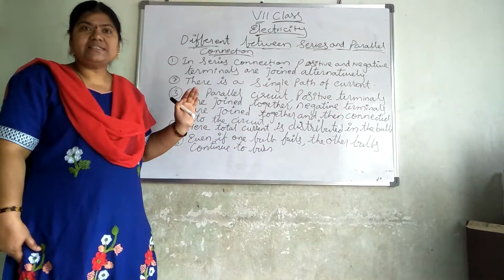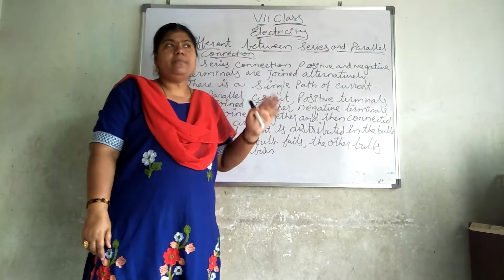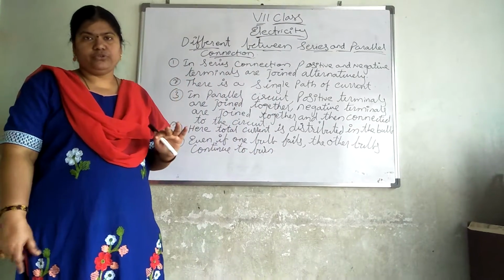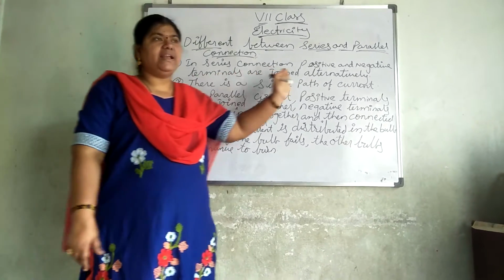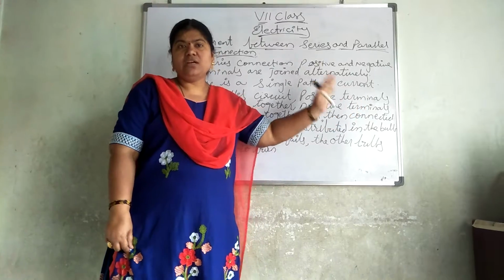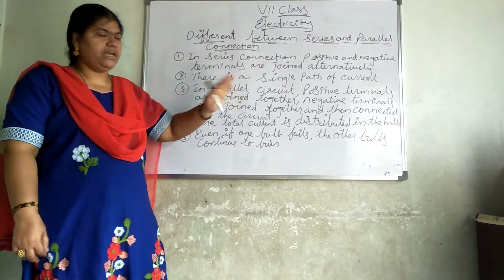And here in series connection, what will happen? If one bulb is fused off, all the remaining bulbs will be fused off. Why? Because you can see here the flow of the electricity is in one path. So if one bulb is fused off, all the remaining bulbs will be fused off.